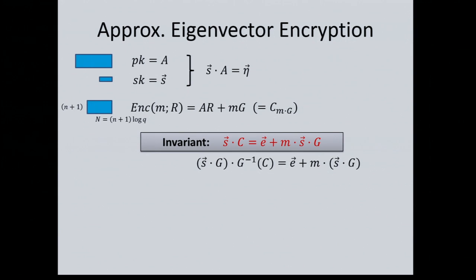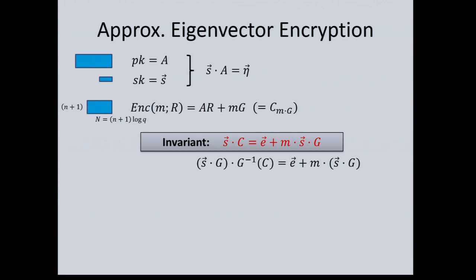So S times C is really just S times G times G inverse of C, which we just saw. And we get that SG times G inverse of C is small noise plus M times SG. So if you want to go back to the eigenvector intuition, then you can think about S times G as being an approximate eigenvector for this G inverse of C matrix, which is going to be square now because the dimensions just match. When you take G inverse, it's not magic. It has to work. The G inverse just makes this ciphertext matrix square. So it's going to be square, and it's going to have an approximate eigenvector, which is S times G.